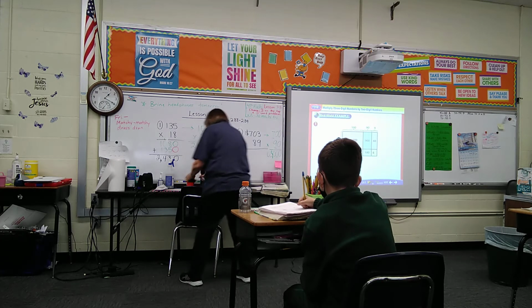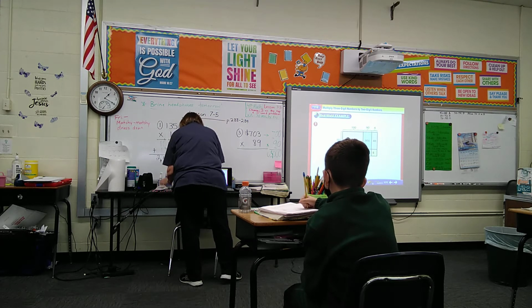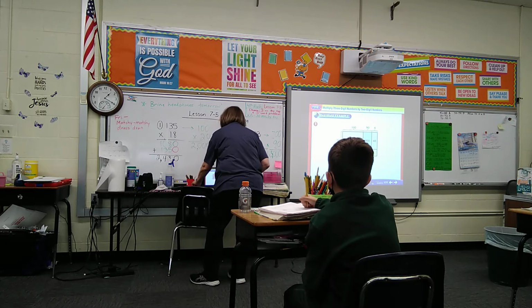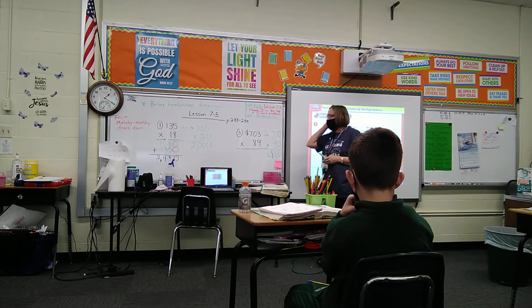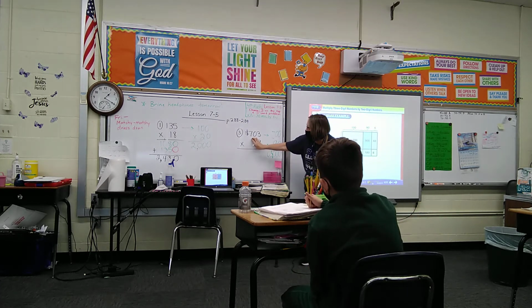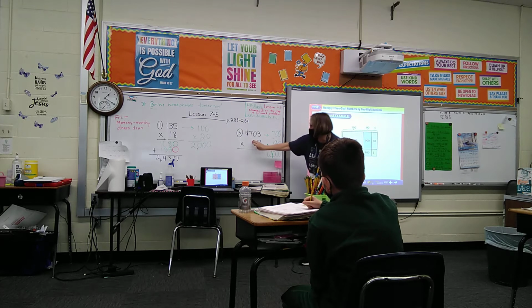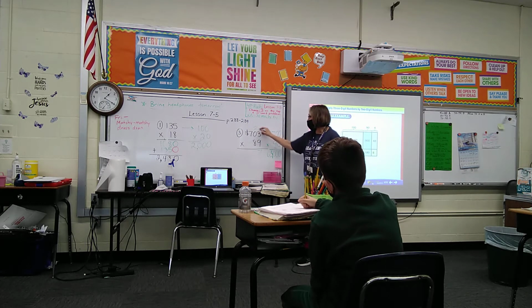On number 3, I'm going to ask Mary Kate McDowell, where do we start? 703 times 89. 3 times 9. Good, because we try to pretend we don't even see the 8. What is 3 times 9? 27. We regroup a 2.